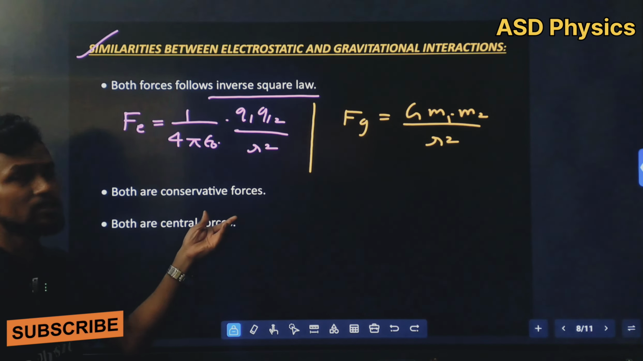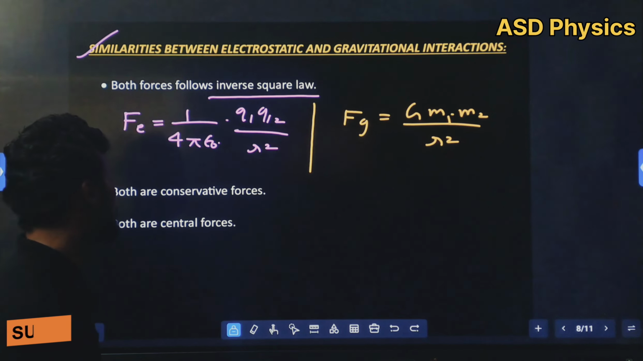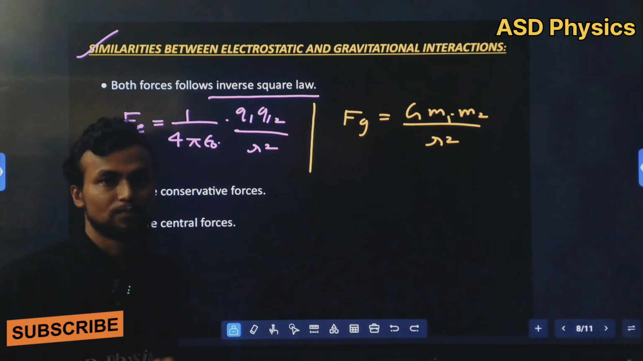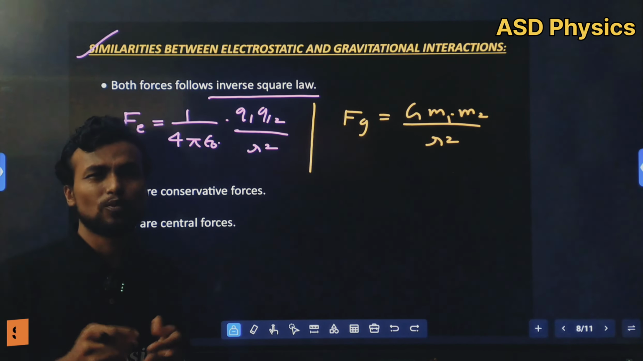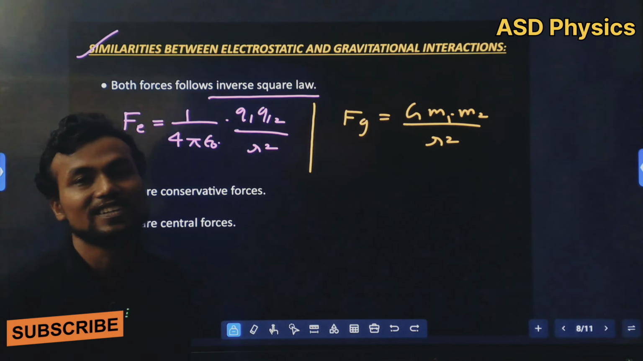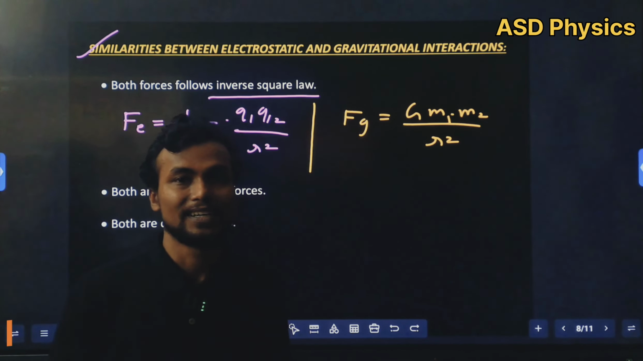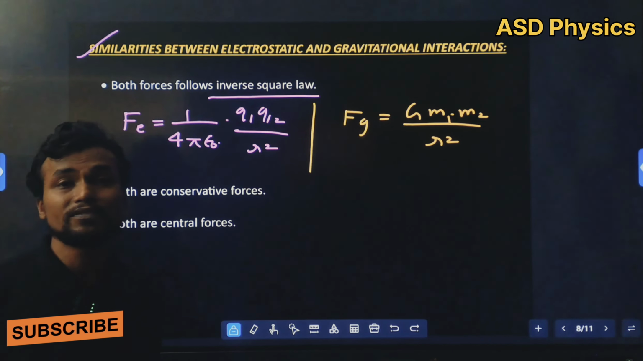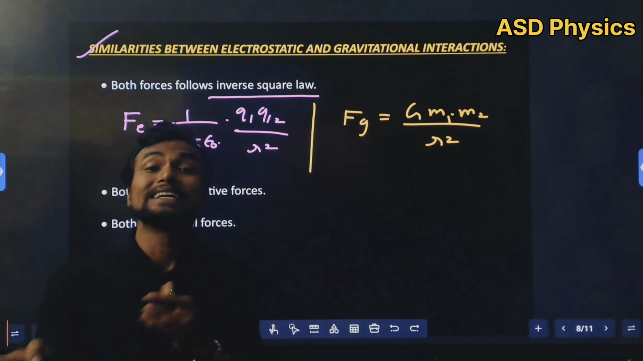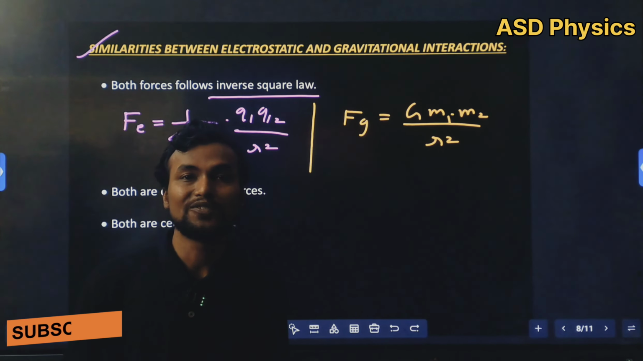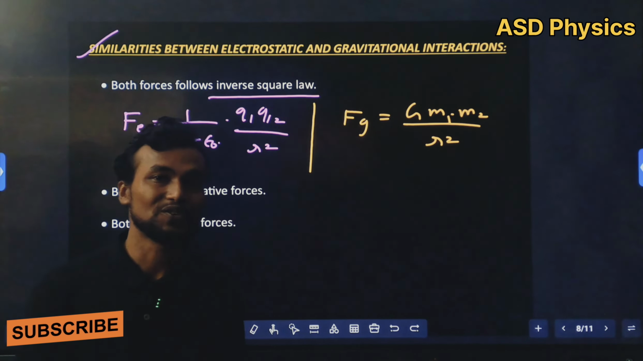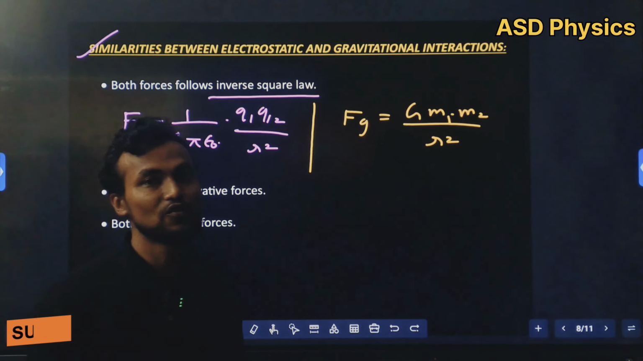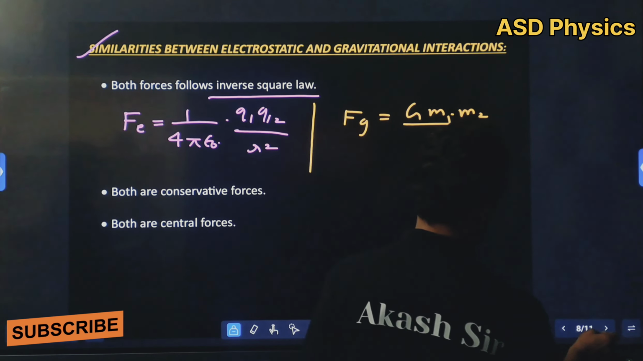Next one, both are conservative forces. And next, the fourth, they are central forces. Regarding conservative forces, some special points are there that you have studied in the work, energy and power chapter. What are the other conservative forces? Electrostatic force, which we learned in 11th, gravitational force is also a conservative force, and spring force is also a conservative force. So please remember all these things.